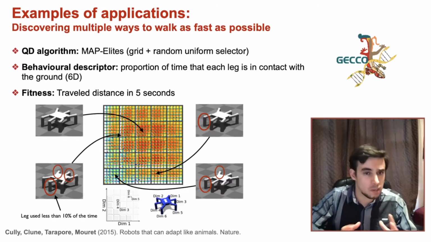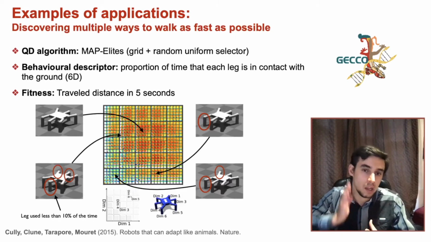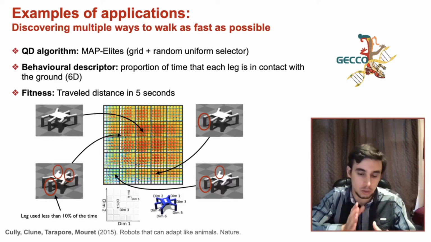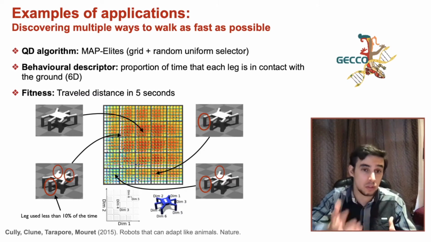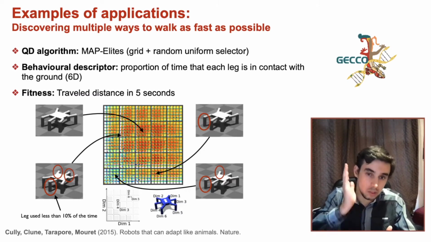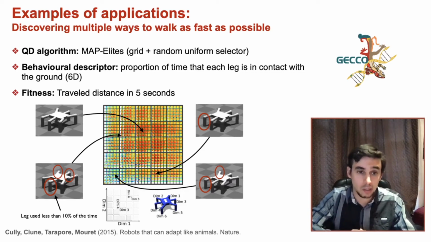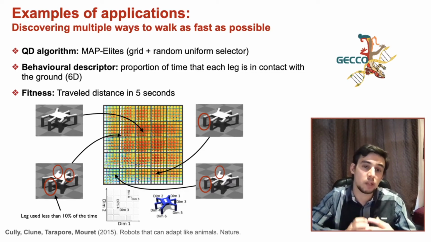Another task with the same type of robot is to say, okay, I would like to have my robot walking as fast as possible on a straight line, but I would like to find a lot of different ways to solve this task. In this case, the fitness is the walking speed of our robot in a straight line, and the behavior descriptor is what we call the duty cycle. That's the proportion of time that each leg is in contact with the ground.